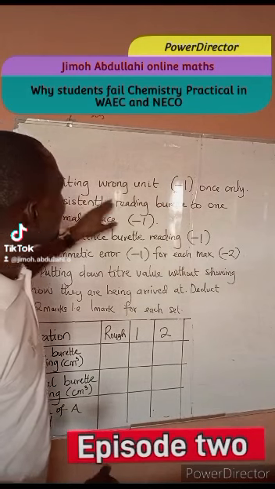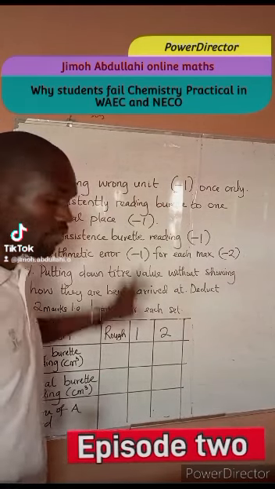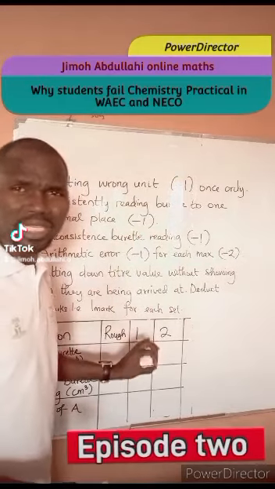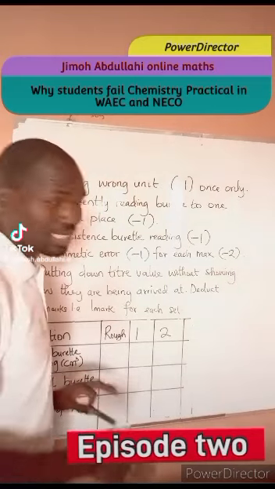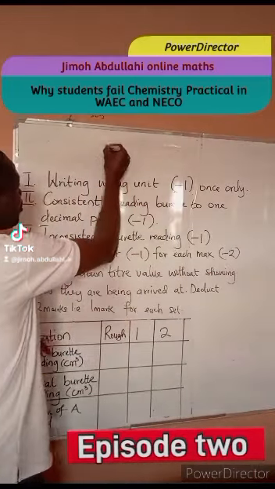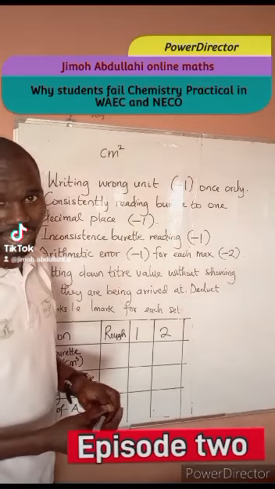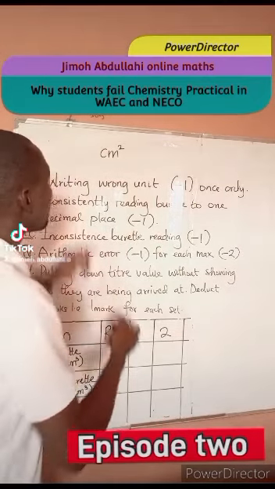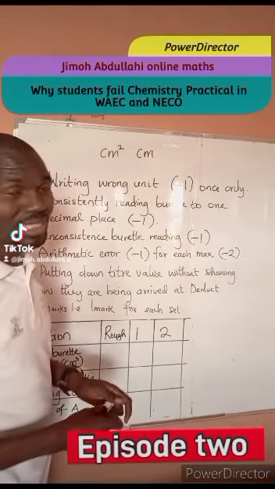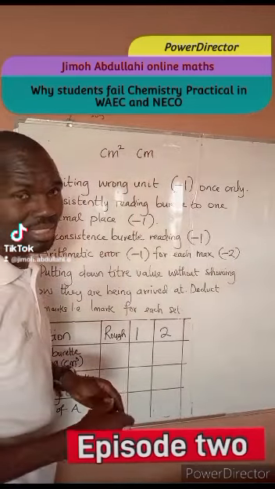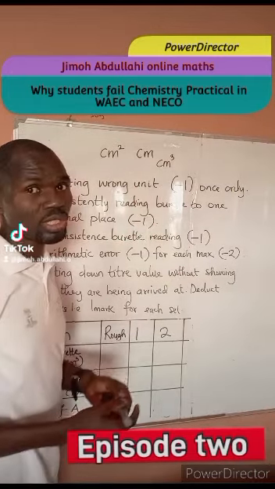You see, when writing units in this table, in volumetric analysis, the unit of volume is cm3. That is the standard unit accepted. If you write your unit in centimeter square, you are going to score -1. If you write your unit in centimeter, that will be -1. So the standard unit for volumetric analysis is what? Centimeter cube, because we are dealing with what? Volume.